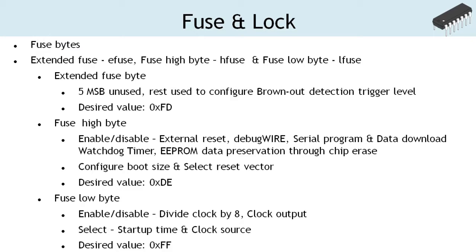It is important that fuse and lock bytes are programmed with the values mentioned. For example, the default value of the clock select in fuse low byte selects the internal RC oscillator at 8 MHz. But we are using 16 MHz external crystal oscillator, so the clock select must be initialized to the binary value 111.